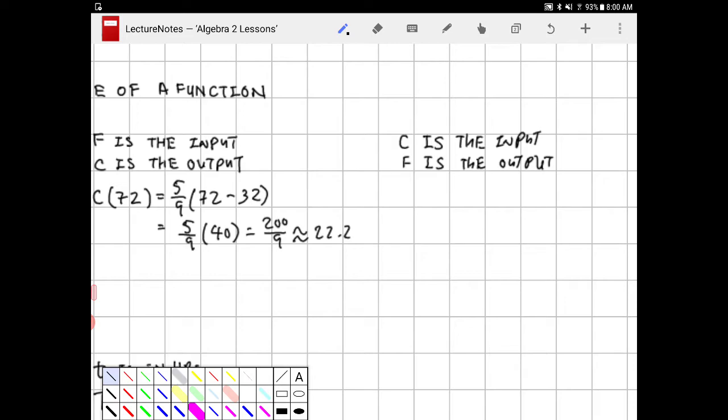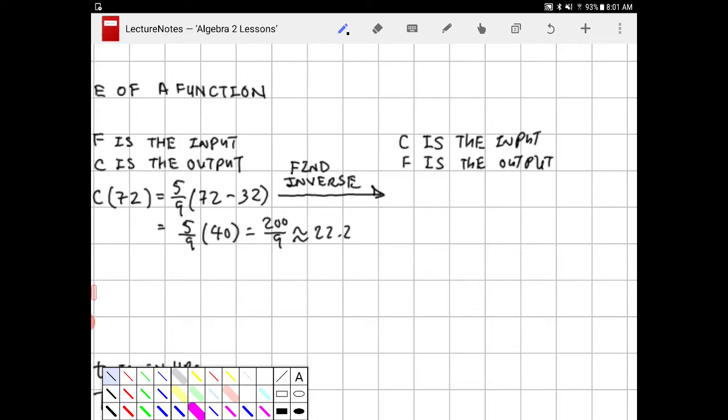So in that case, what we can do is find the inverse. So what exactly is the inverse? The inverse is exactly what it sounds like. It's going the other direction, the opposite direction. When you hear the word inverse, you're flipping things. So the input and output are now reversed.